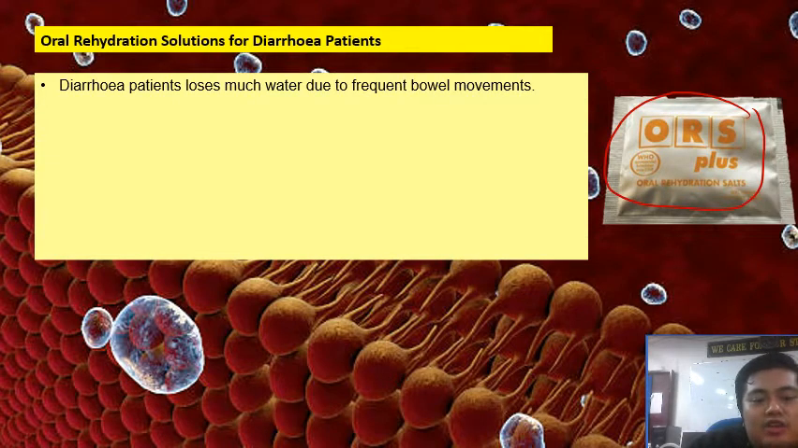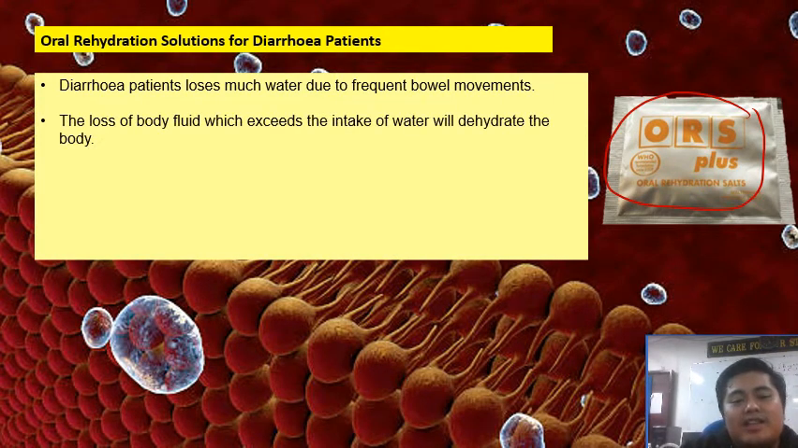So diarrhea patient loses much water due to the frequent bowel movement. Sebab apa? Sebab dia selalu ketandas, dia kerap ketandas. So air kita akan keluar melalui kita punya defecation. Sebab tu kalau korang perasan, orang yang cirit birit ni biasanya dia punya berak cair. Sebab air dia banyak keluar dari badan. Dan sebab itulah menyebabkan badan kita jadi penat.